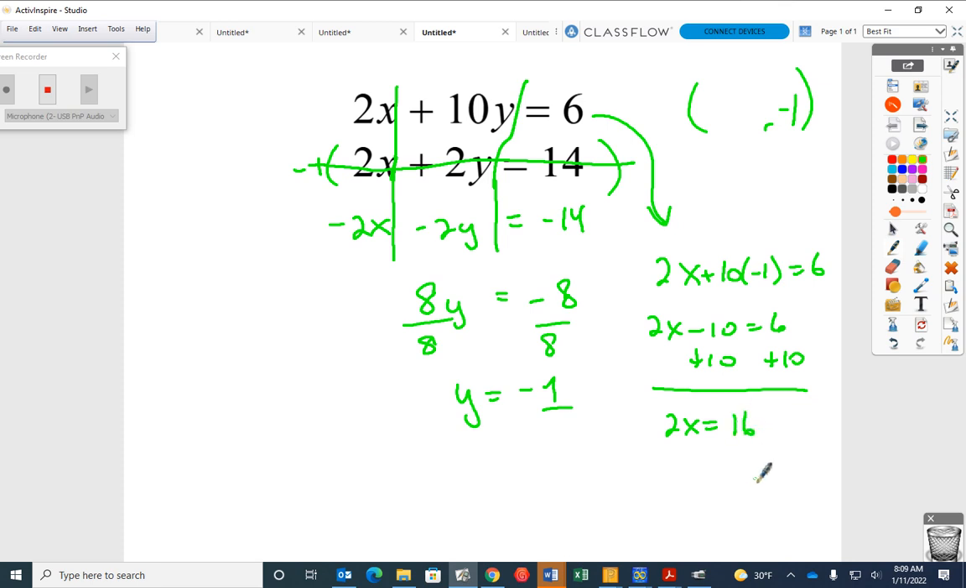How do I solve this? Divide each side by what? By 2. Okay, what does x equal? 8. Did I solve that system of equations? Yes.